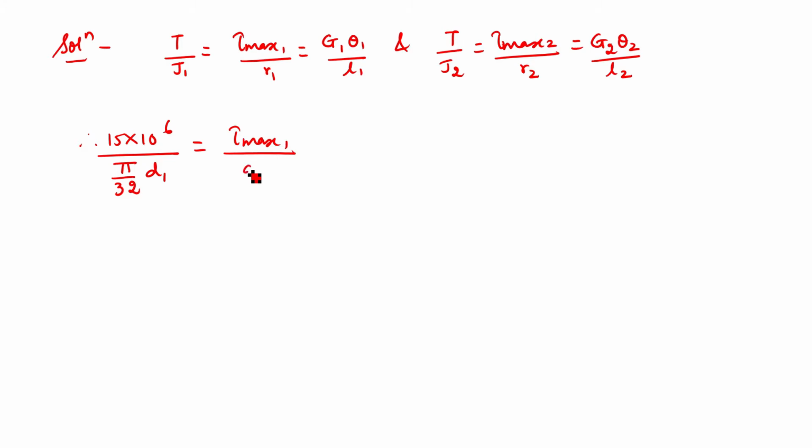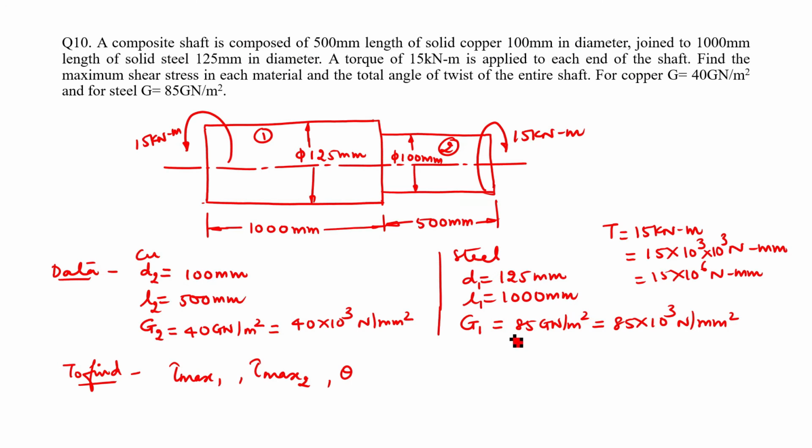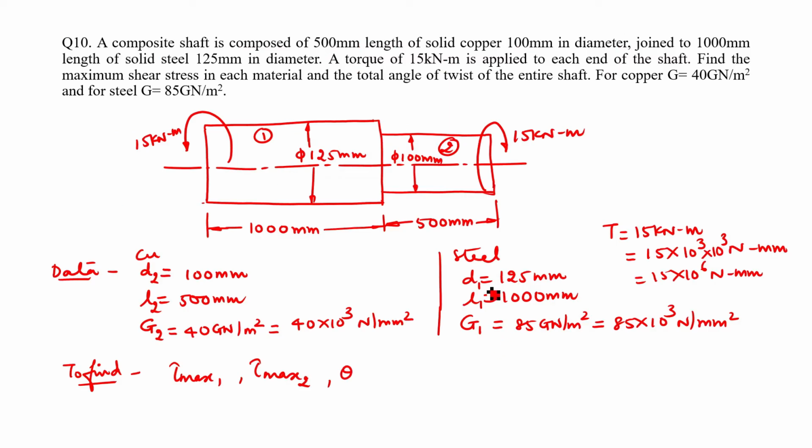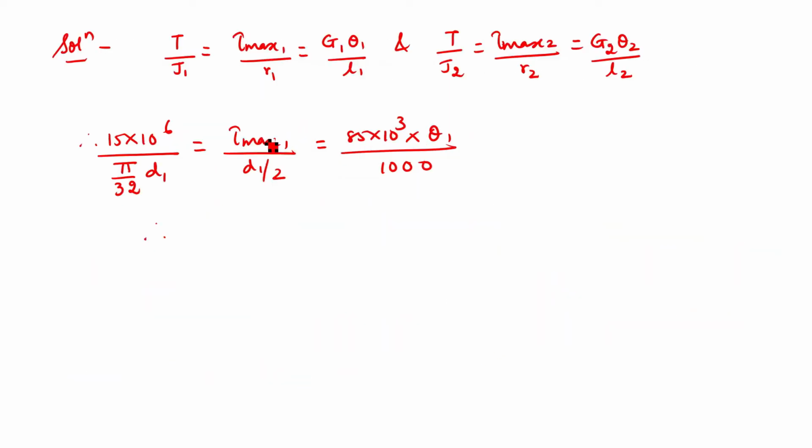R1 will be D1 by 2 is equal to, for the first material, G is given as 85 into 10 raised to 3. I need to calculate theta 1 and L1 is 1000. Value of diameter 1 is 125. So on substitution, I get tau max 1 as 39.11 Newton per mm square and theta 1 as 0.007363 radian.